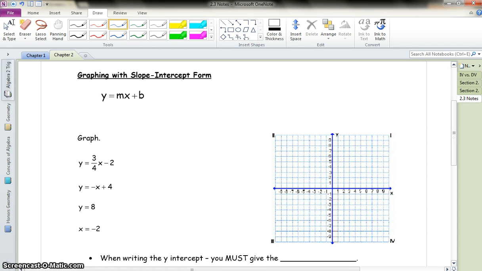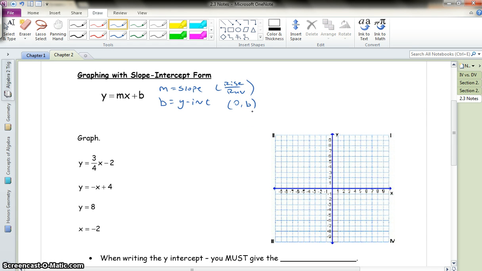Now, graphing with slope-intercept form, if we recall, is y equals mx plus b, in which m is my slope, or my rise over run, and b is my y-intercept. So where x is 0 and y is some number. Let's actually call that number b.